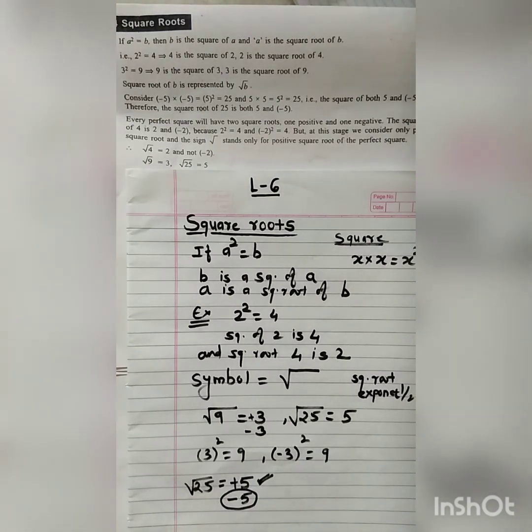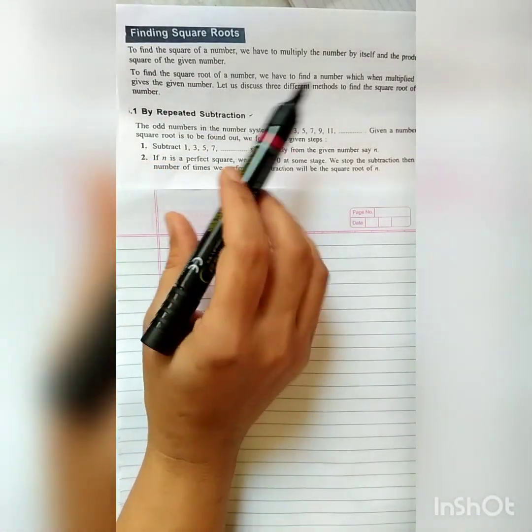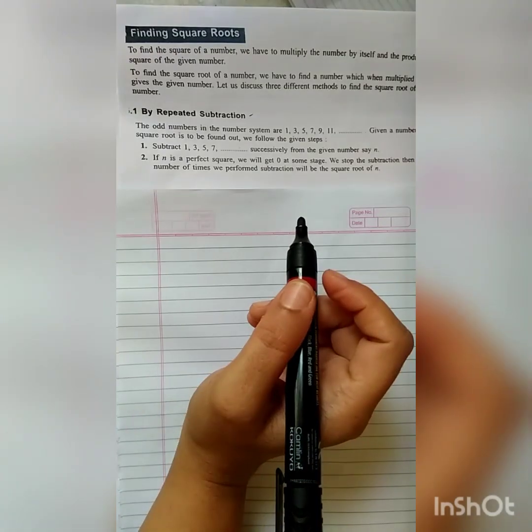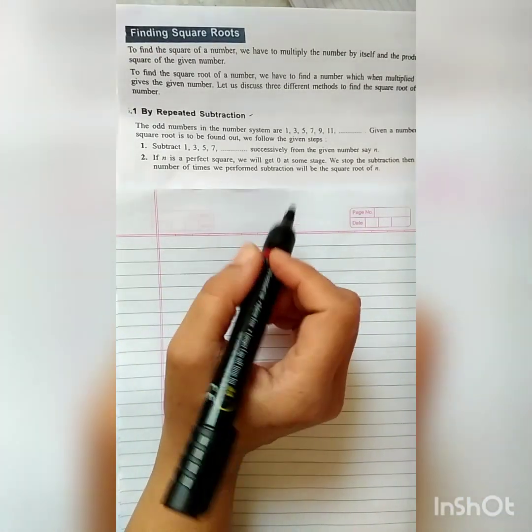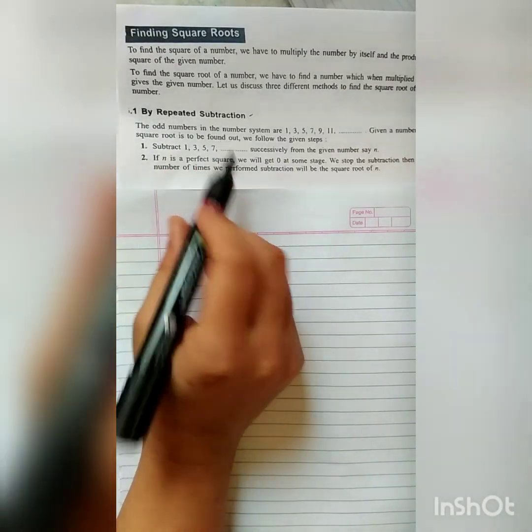Now there are two methods to find the square roots of a number. First method is the continuous subtraction method and second method is prime factorization. So let us start with the first method of finding the square roots, that is by repeated subtraction. As we know, we can find the square by multiplying the number by itself and the product is the square of the given number. In the same way, we can discuss how to find the square root. So the first method that we are discussing is repeated subtraction.